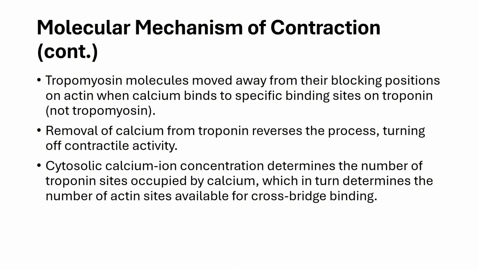However, the system is not always active. When calcium is removed from troponin, it reverses the process. Tropomyosin moves back to its original blocking position on the actin filament, and it will prevent the interaction between actin and myosin. This turns off the contractile activity. It will allow the muscle to relax.